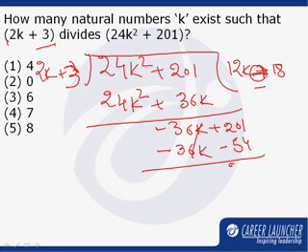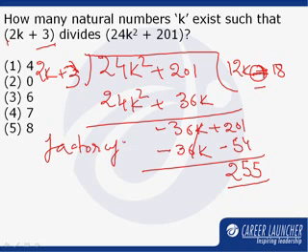So I'll get 255. So when 24k square plus 201 is divided by 2k plus 3, my remainder is coming out to be 255. So, if it perfectly divides 24k square plus 201, then 2k plus 3 must be a factor of 255.